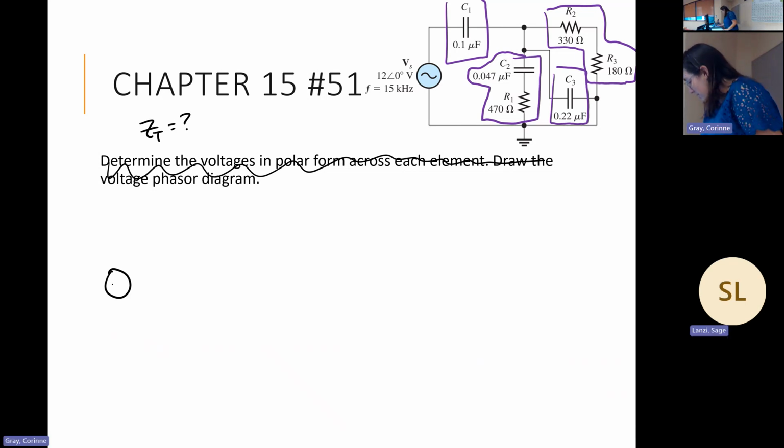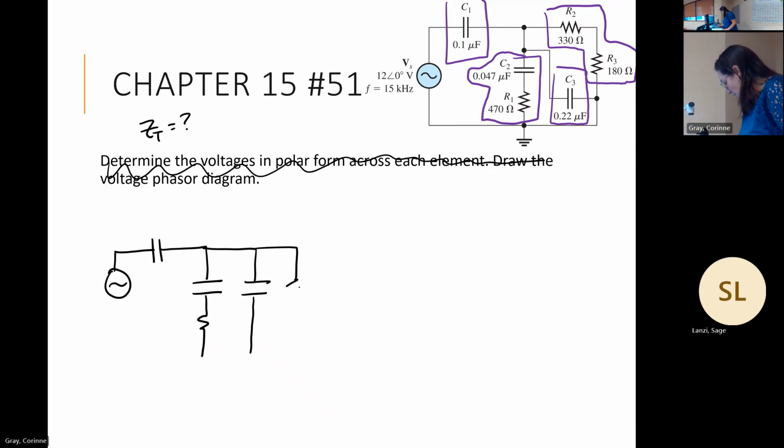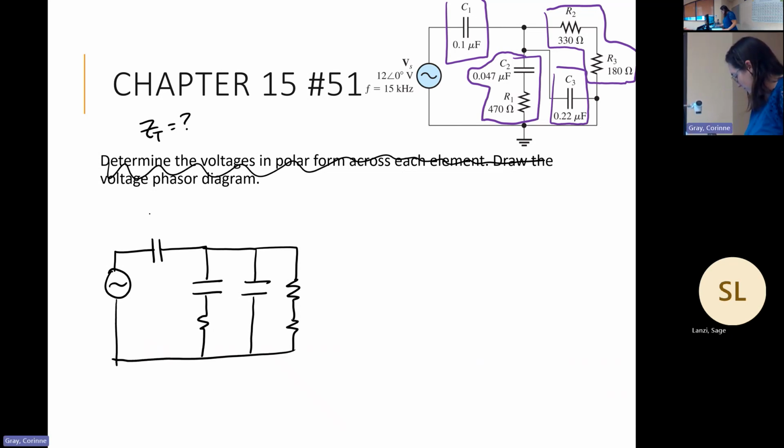So I'm going to redraw this here. I'm not going to move my capacitor. I'm just going to do this. I will relabel them here in a second. We're going through and doing this. So I have C1, C2, C3, R1, R2, R3. Okay, so this is the same circuit, just drawn a little more spaced out.